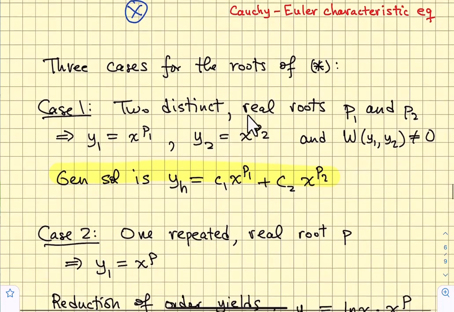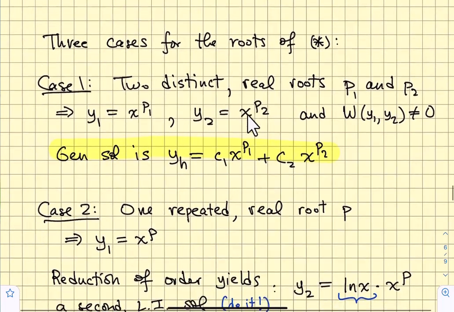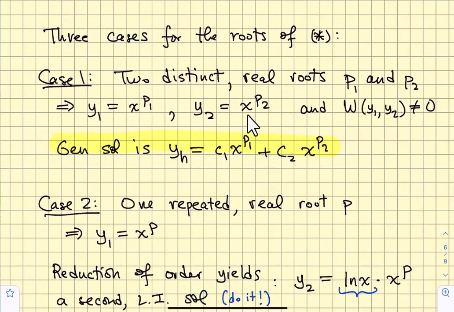This should sound like a familiar story that we've seen before. We have 3 cases for the roots of our Cauchy-Euler characteristic equation. Case 1 is we have 2 distinct real roots, p1 and p2. If you do that, then you get one solution that's x to the p1. You get another solution that's x to the p2. And the p1 and the p2 powers can't be the same.